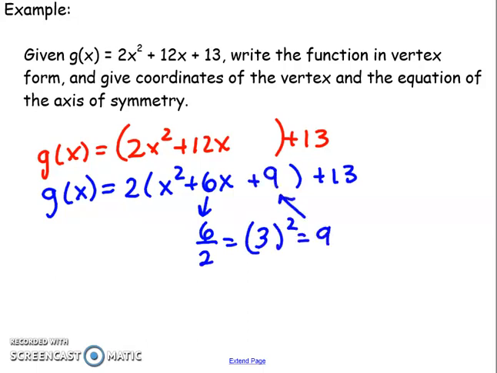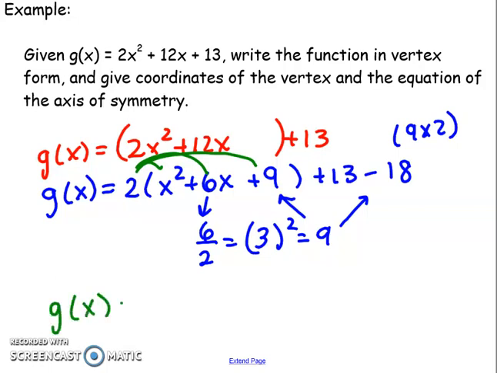So now, instead of subtracting 9, we're actually going to be subtracting 18 because the 9 times 2 gives us 18. The 2 that we took out, if we distribute it back in, that's going to give us 2x squared minus 12x plus 18. So we physically wrote a 9, but that really represents an 18. So to balance it, we have to have a minus 18. So our final answer would be 2 times x plus 3 squared minus 5.